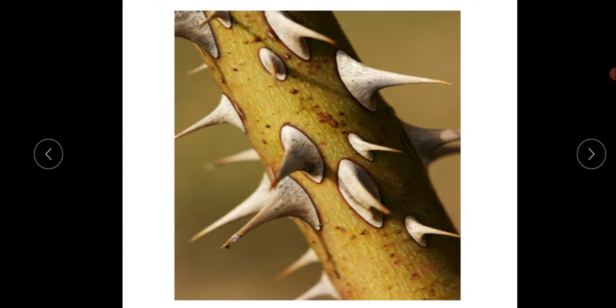It plucks us and we get blood in our hands. Yes, children, we have to be careful while touching the plants also. Some plants will be having thorns.